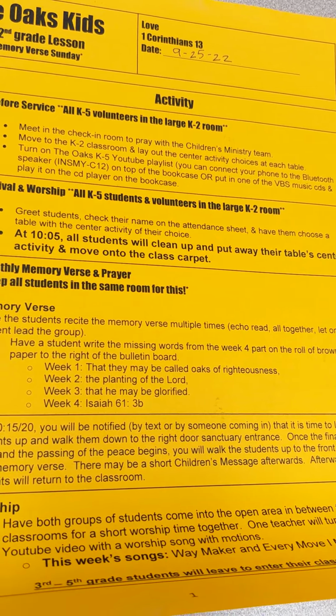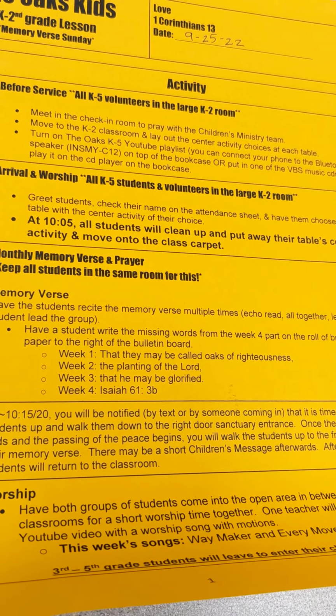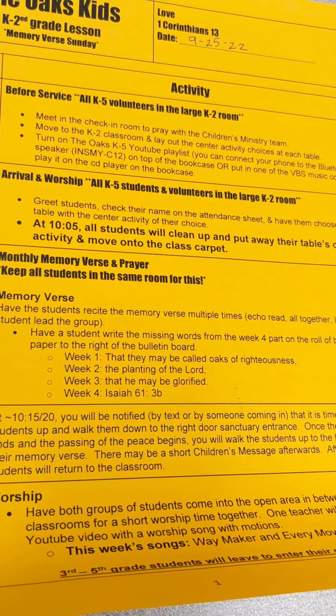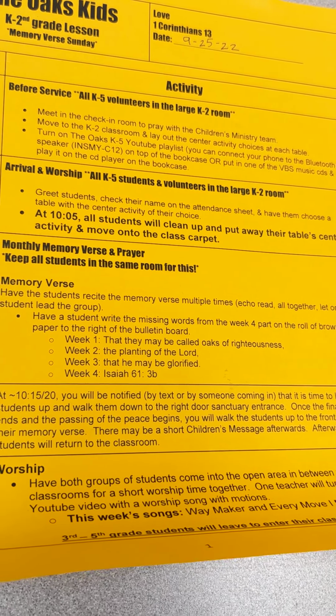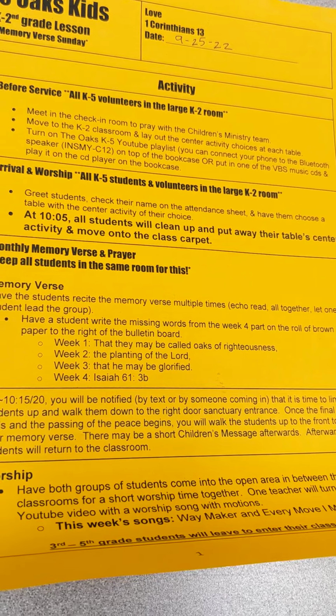So our verse for this month is Isaiah 61:3b. So have them practice that verse together multiple times. They can take the verse down off the wall to take with you when you go to the sanctuary.